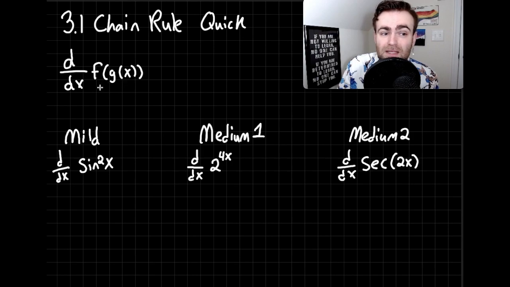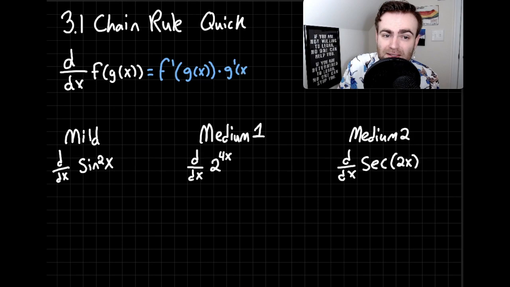An example would be f of g of x, which I have written here. How you take the derivative of that, what the chain rule is, is we're going to take the derivative of the outermost function first, so f prime, but we're going to keep the inside function the same. So f prime of g of x, and then I'm going to multiply that by the derivative of the inside function, this g prime of x.